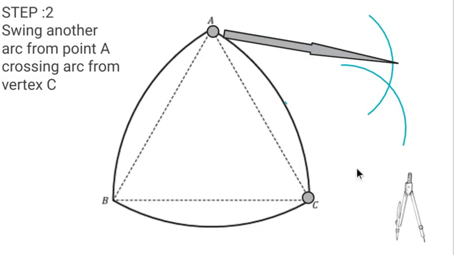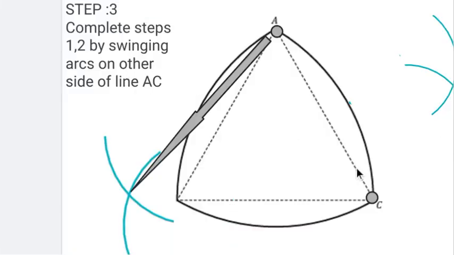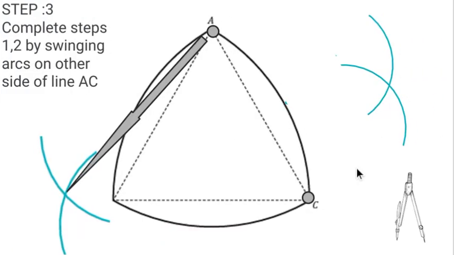Now on to step two, do likewise from the other side, point A vertex, and make sure that they overlap. Now we're going to repeat again on the left hand side. So we're going to swing two arcs. Keep your compass fixed at the same measure as the original arcs.